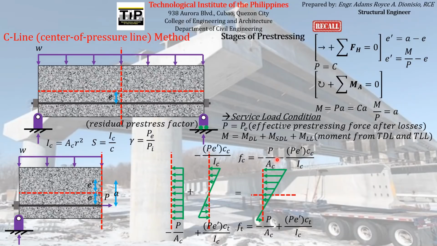Actually, these formulas that you are seeing here are the formulas that we can use for finding the total stresses acting on the concrete element using the C-line method. So these are the formulas that you have to remember if you want to find the concrete stresses using the C-line method or center of pressure line method.